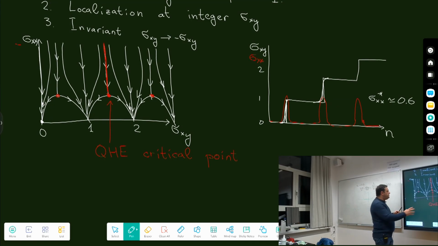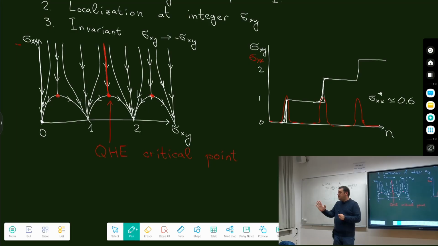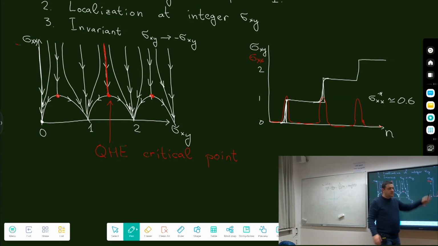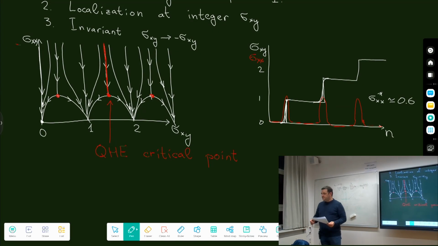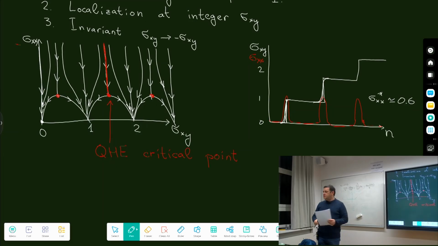It becomes relevant only somewhere here, when sigma xx is already small. And the only thing it does is prevent localization of a single state whenever sigma xy is exactly half integer. Whenever sigma xy is not half integer, it will tell you that everything should be localized. So it will have almost no effect. So that's it about quantum Hall effect. Now we have time for plenty of questions on this topic.